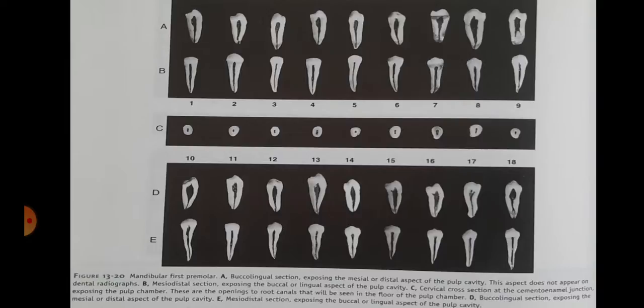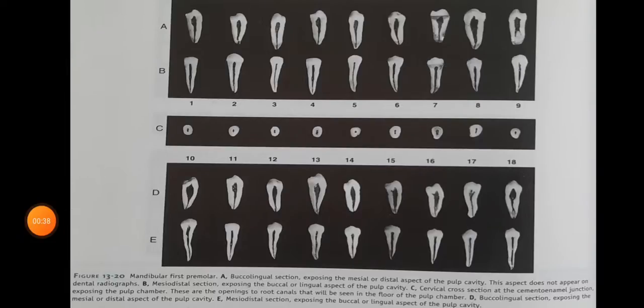The pulp cavity also looks similar to that of the mandibular canine. The majority of these teeth have one canal, but two or three canals are possible. You can see this in figure 13.20 A9, D18.